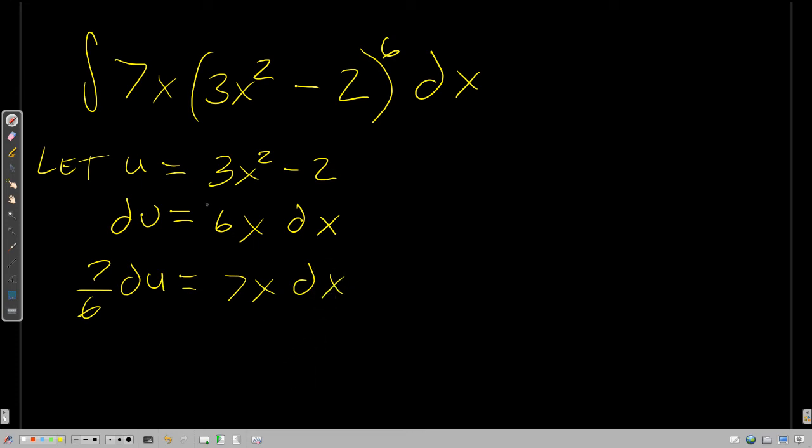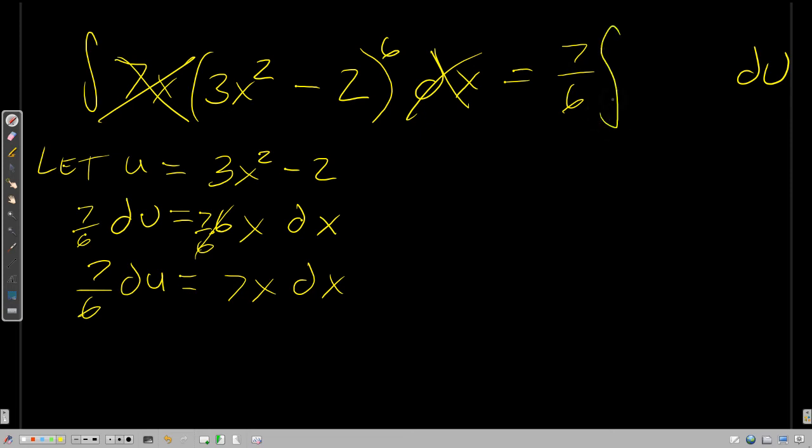If I multiply both sides by 7/6, then the 6's will cancel, and I'll have my 7x dx like I want. Both of those two things make up a 7/6 du. And it's like accounting at this point. So that's gone and that's gone.